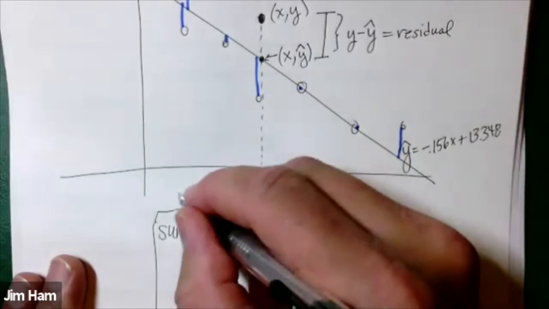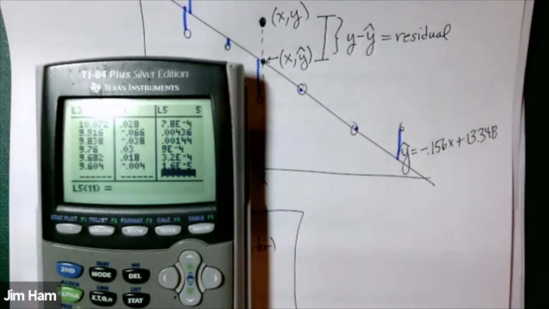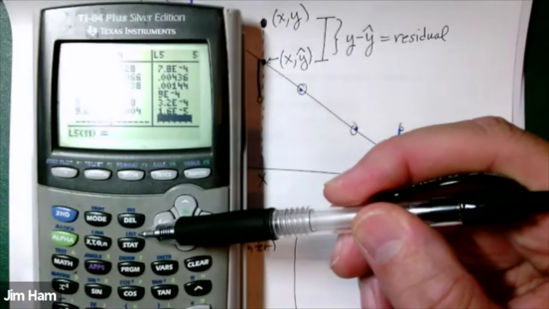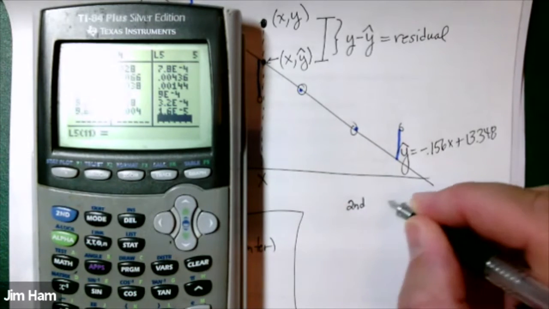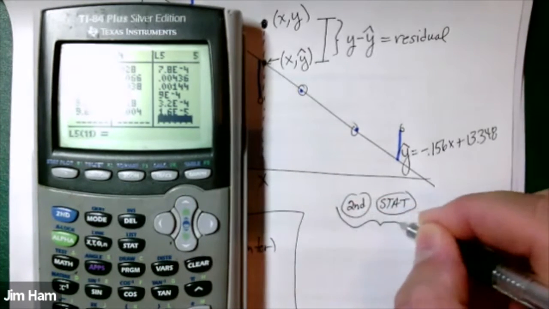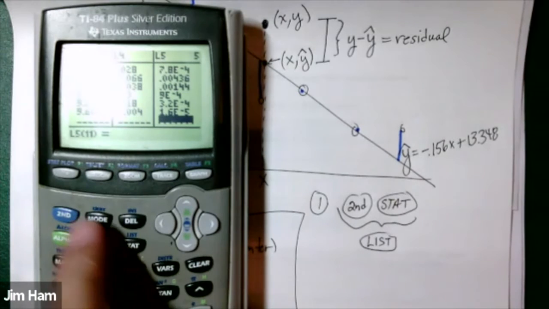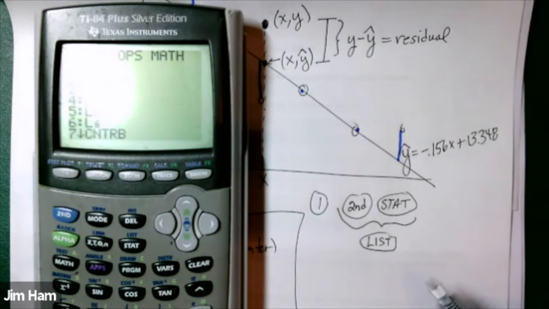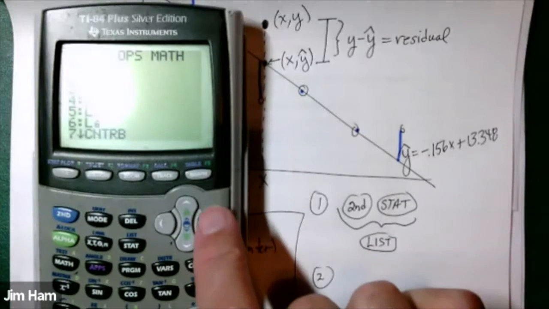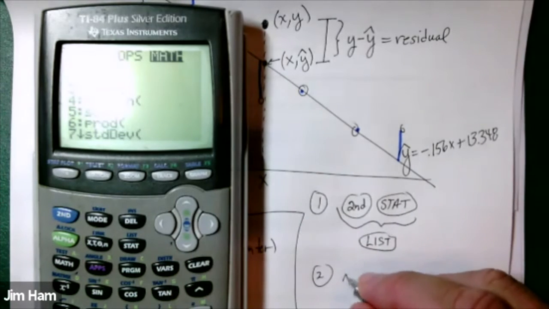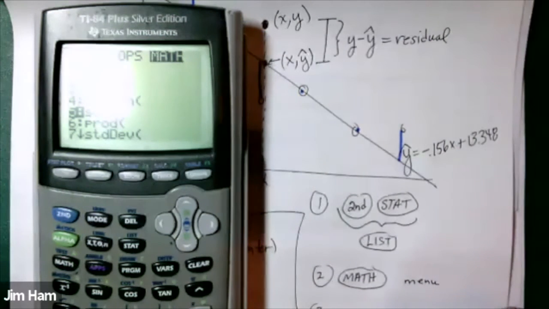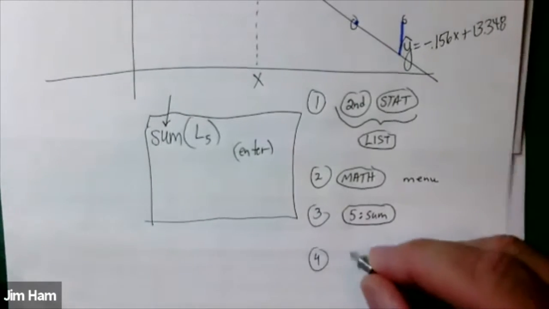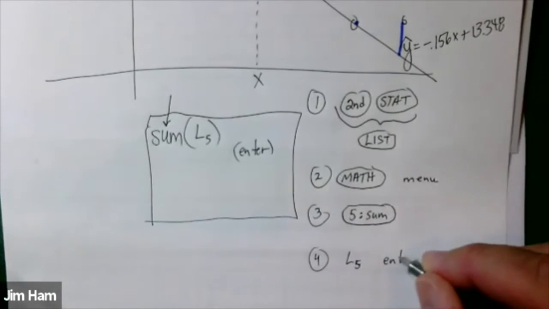Okay, so sum, where do you find it? Well, we're dealing with lists, so it's going to be a list operation. And right above stat here is a menu called list. So what we're going to do is go to second and stat, and together those give you the list menu. All right, so I'll do that, second, stat. And the next thing is you want to scroll over to the math menu. And then 3, you can see it there. Option number 5 is sum. And then you type L5 and then enter.